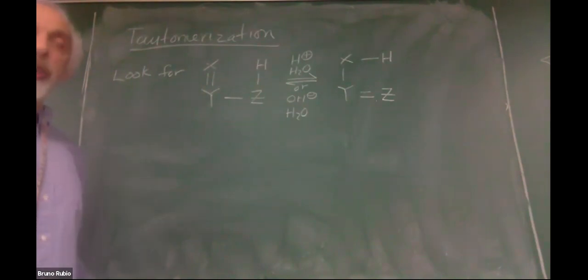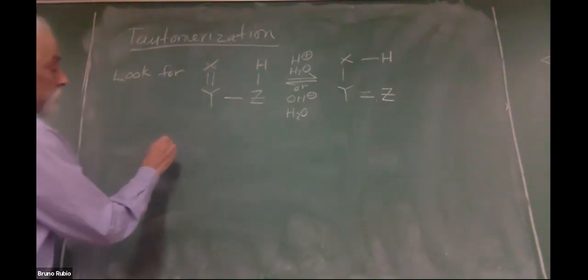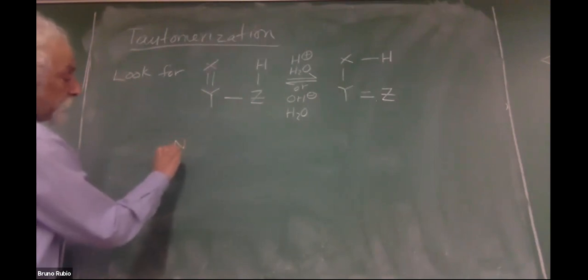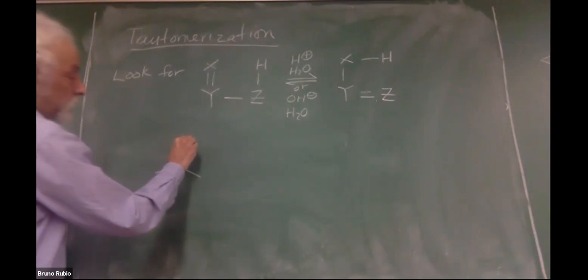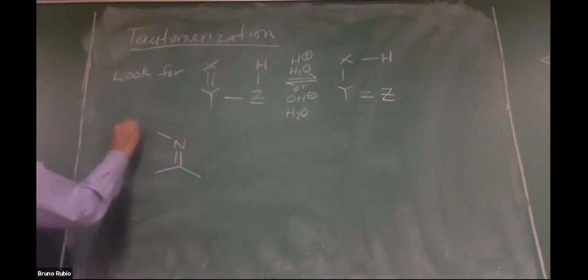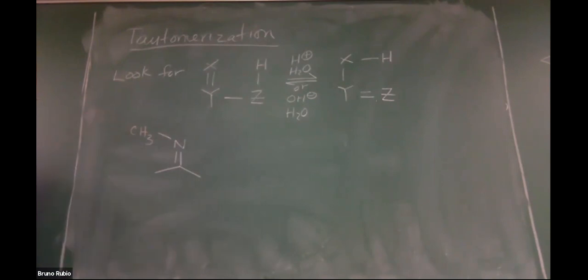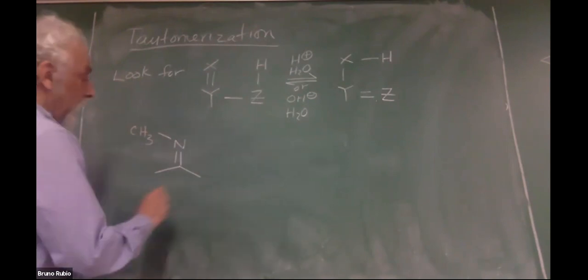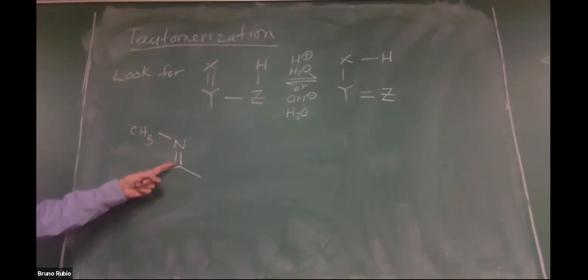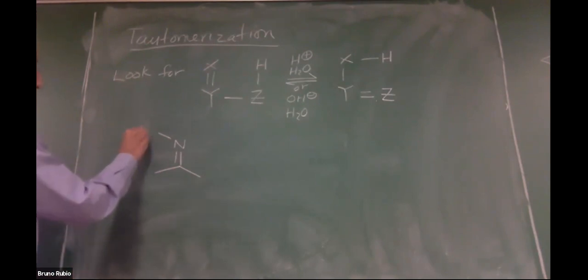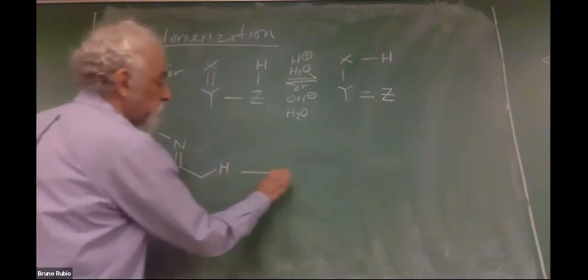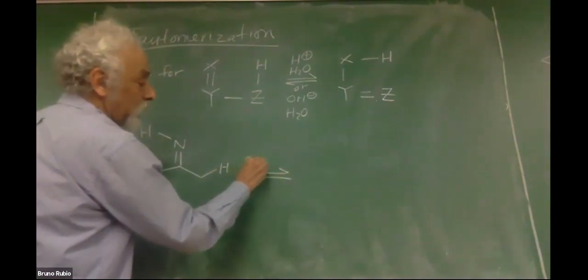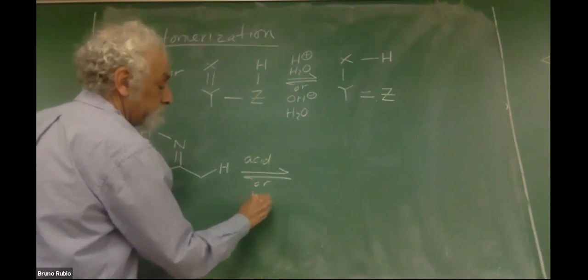We're talking about imines. So let's look at a tautomerization that would involve an imine. So maybe we have something that looks like this, right? That's the imine. And I see double, single. I'm going to change this to an H. Double, single bond to hydrogen. So this thing can tautomerize as well, acid or base.